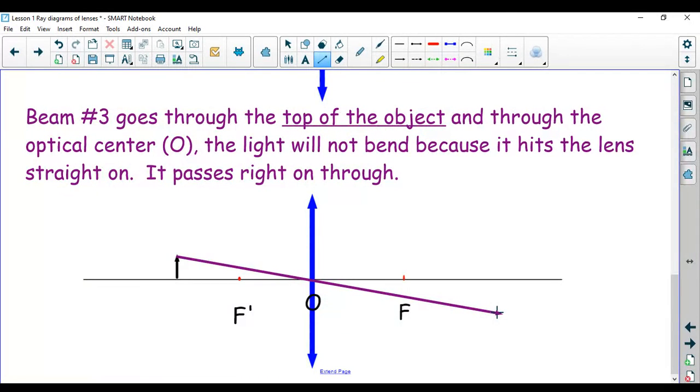So these are our three lines. So if you tune into one of the other videos, I will show you how to put all three of these lines on the same diagram in order to determine where an object's image is and its characteristics.